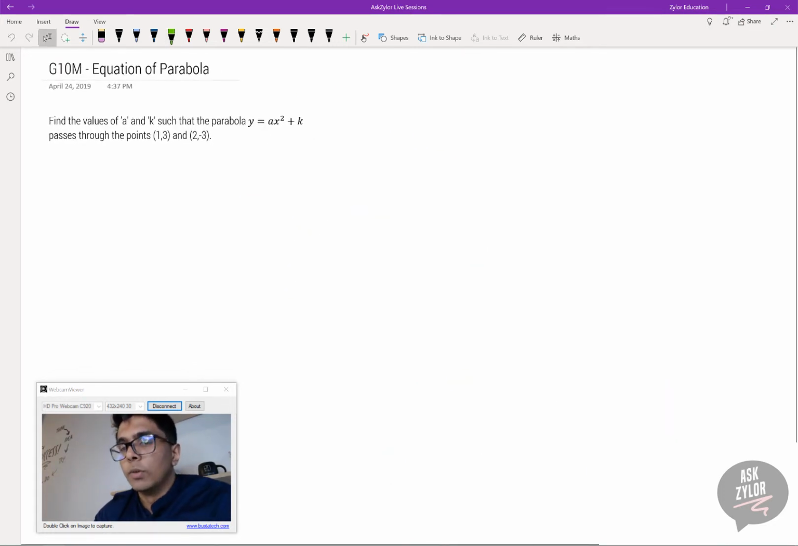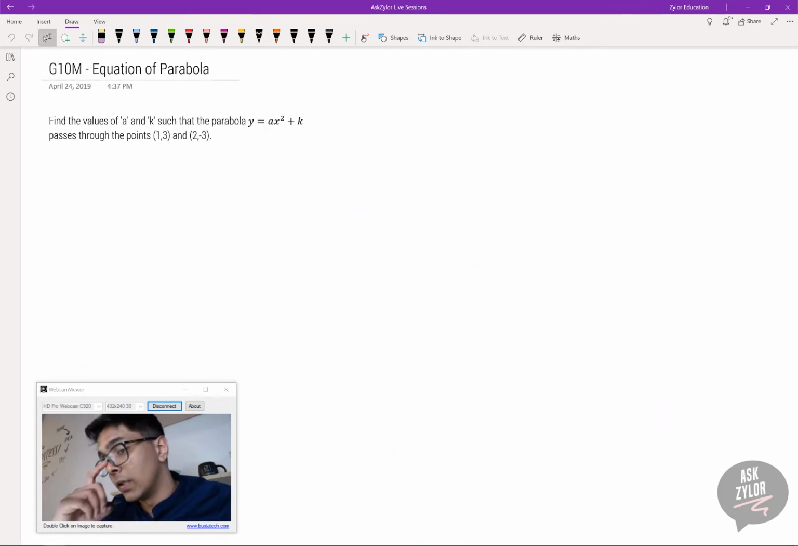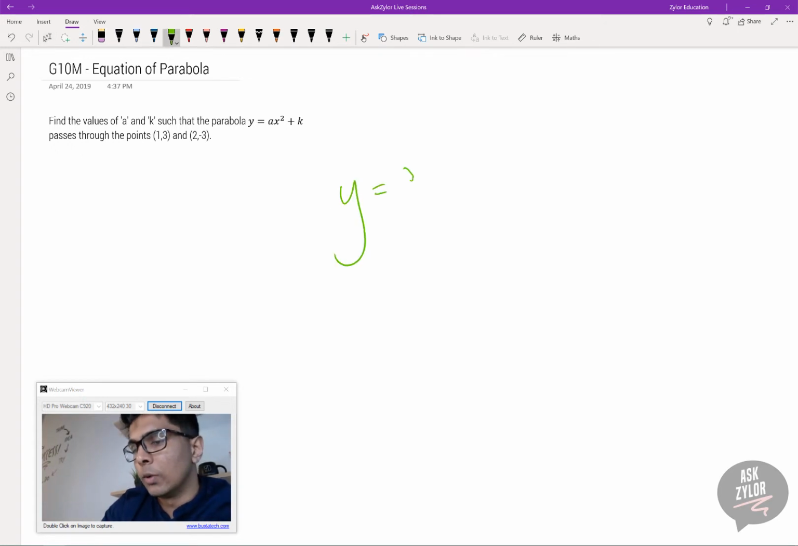So the next question will be the grade 10 math question. It's asking me to find the values a and k such that the parabola passes through the points (1, 3) and (2, -3). So what we do is we rewrite this equation, y is equal to ax squared plus k, and we're going to substitute the points into this.